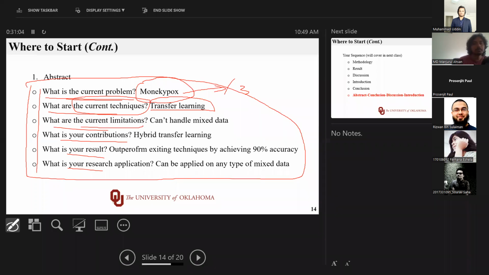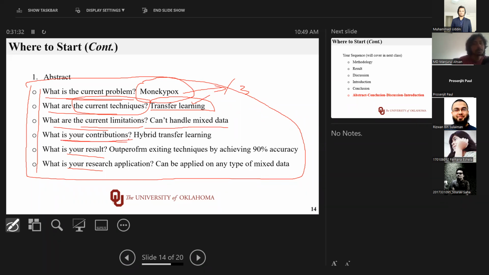However, you don't want to work with all of them; you're focusing on transfer learning. So you talk about transfer learning. However, the current transfer learning technique can't handle mixed data. For example, if a dataset contains numerical, categorical, and image data, it can't be handled using current transfer learning techniques. Then you go to the next question: what is your contribution?